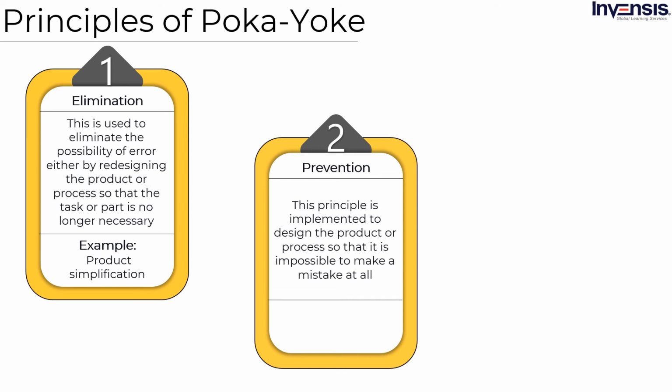This principle is implemented to design the product or process so that it is impossible to make a mistake at all. The best example that suits this principle would be the plug-in socket. There is only one way of inserting the plug into a socket, thus preventing mistakes.